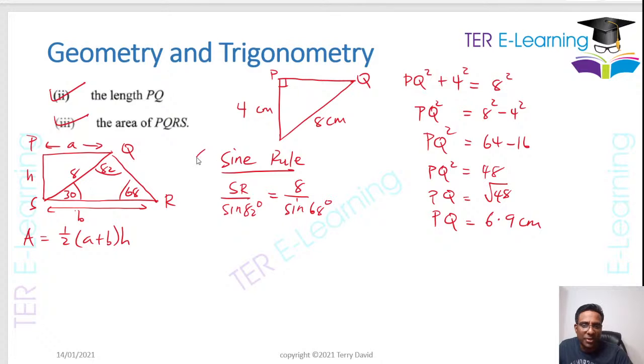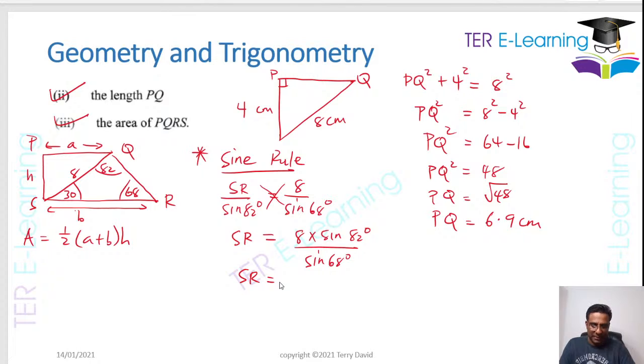Again, if you want more information about the sine rule, just do a quick search on my channel, and I should have a video explaining how to use the sine rule and the cosine rule. So all I'm going to do is cross multiply. SR is equal to 8 multiplied by sine 82 degrees divided by sine 68 degrees, and what I'm going to get is 8.5 centimeters. So this here is 8.5 centimeters.